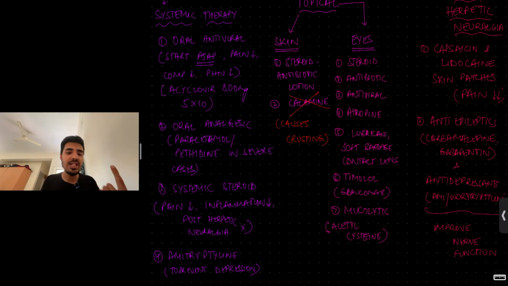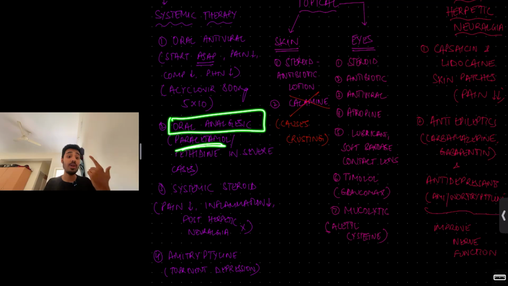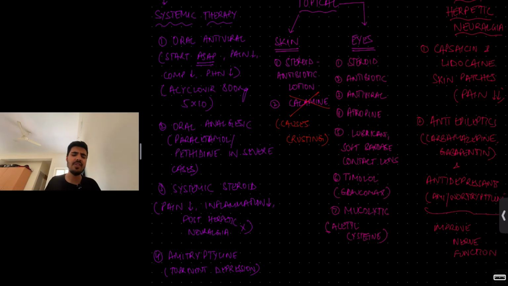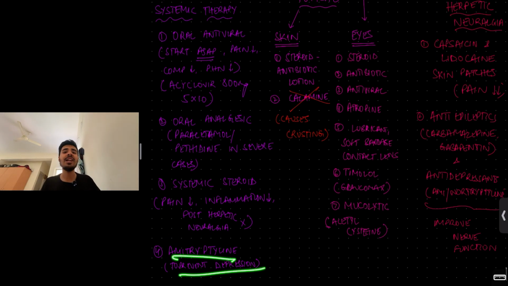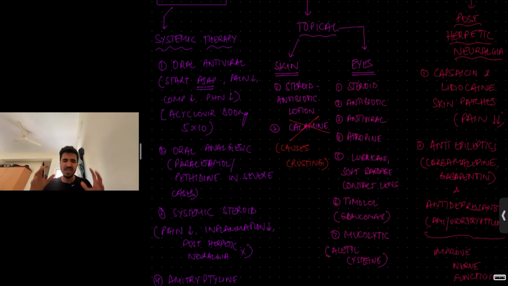Oral analgesics like paracetamol for the severe neuralgic pain. If it is very, very severe, you can even give pethidine. Then systemic steroids. Systemic steroids also reduce the pain and inflammation. They prevent post-herpetic neuralgia. And you will also give systemic antidepressants like amitriptyline. Patient might get depressed, so many lesions, so much neuralgic pain. It's a very painful condition, very horrible condition, herpes zoster ophthalmicus. So patient might end up going into depression. So that is about systemic therapy.